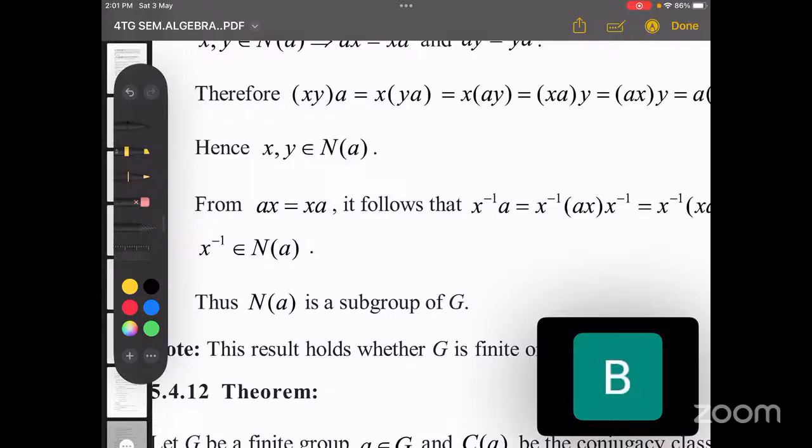Okay, this is another definition of subgroup we have. For that we have taken A belongs to H, B belongs to H, AB inverse belongs to H. This is one of the definitions of subgroup. So with the help of that, we are showing that N of A is a subgroup of G. Okay.